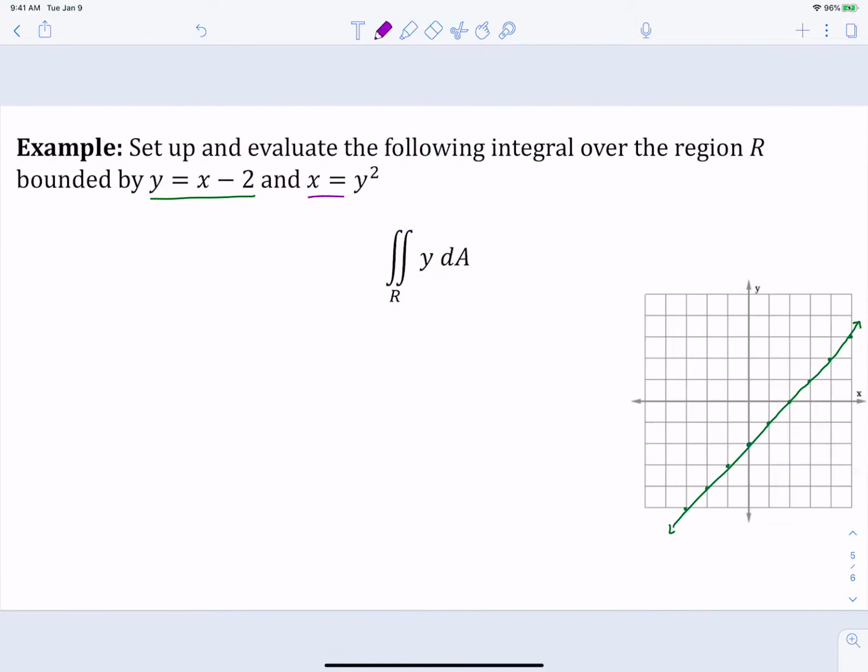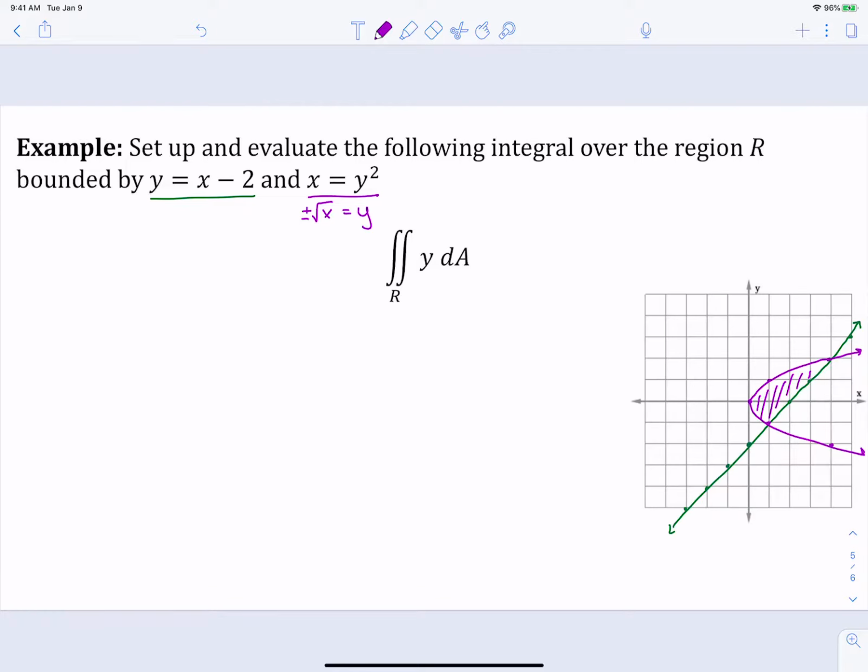And then our second one is x is equal to y squared. We can leave it like that, or you could take the square root of both sides. We have to do plus or minus. And we get that y is equal to plus or minus the square root of x. So the top part of that graph looks like this. That's the positive square root part. The bottom part of our graph looks like that. So there's our region.